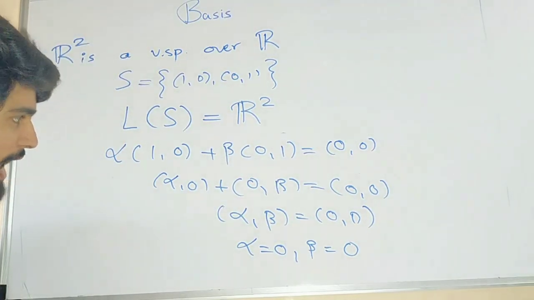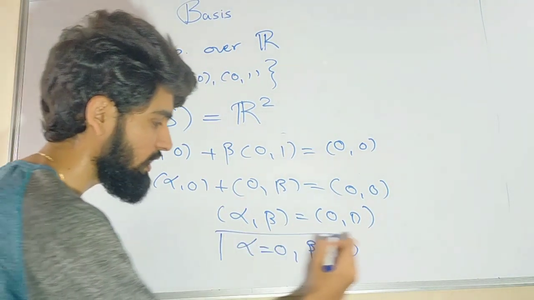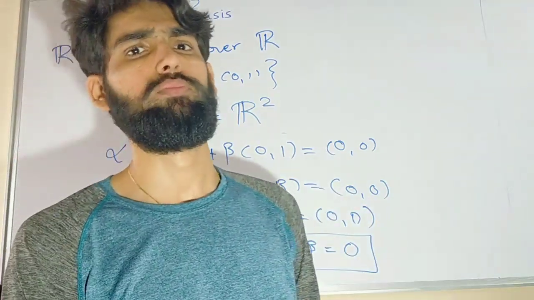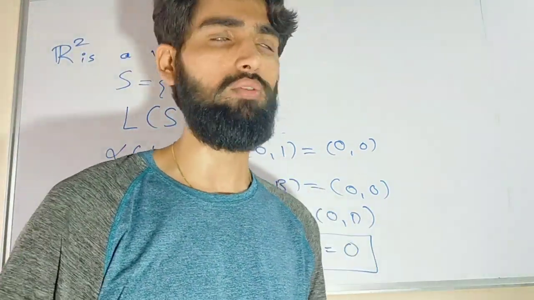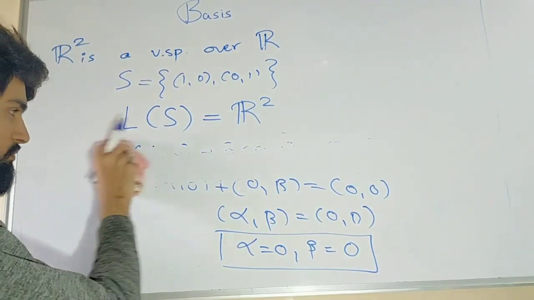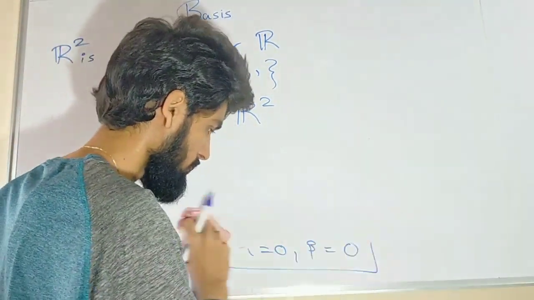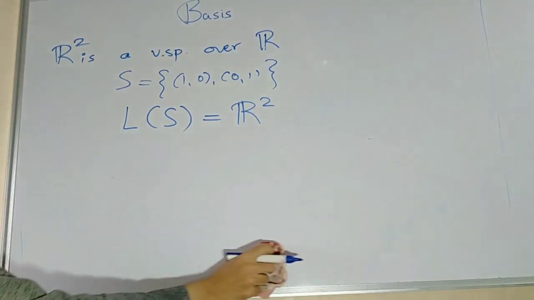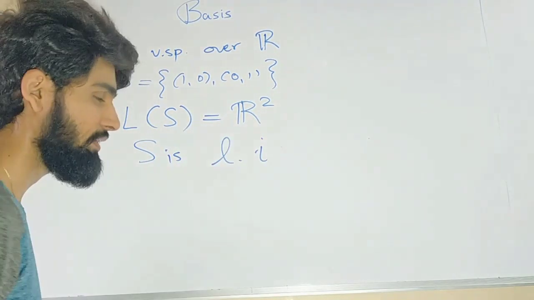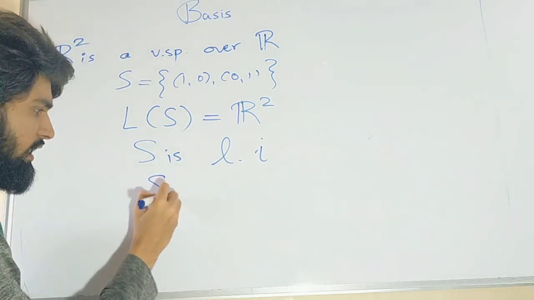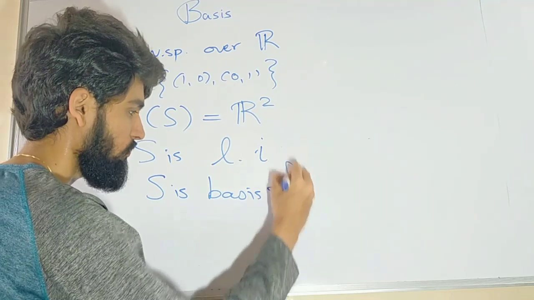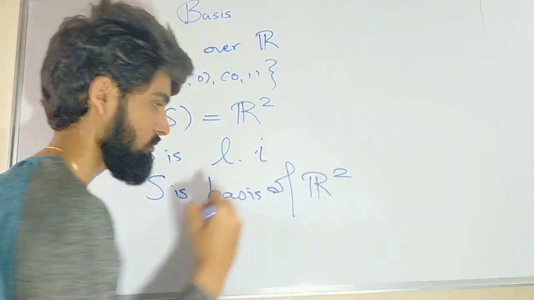That means what? I tried to make a combination, and I found there is only the trivial way, considering them to be 0. That means we found that there is only the trivial way, hence I can conclude my S is linearly independent. Hence I can say S is a basis of R2. Okay.